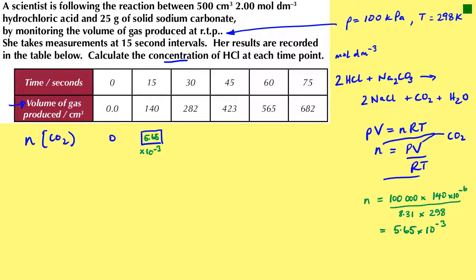So we've got moles of carbon dioxide, but looking back at the question, we want the concentration of hydrochloric acid. And so we have to convert our moles of carbon dioxide into moles of hydrochloric acid. That's the little calculation we want to do there. And as usual, we want to refer back to the balanced equation here.